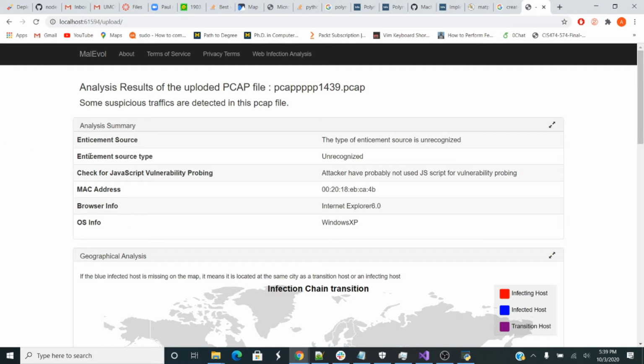First of all, this is an analysis summary that represents the enticement source in the infection chain, also the enticement source type, and the website server also checks for JavaScript vulnerability probing, and we provide information of the MAC address of the victim host, the browser info, the operating system info.